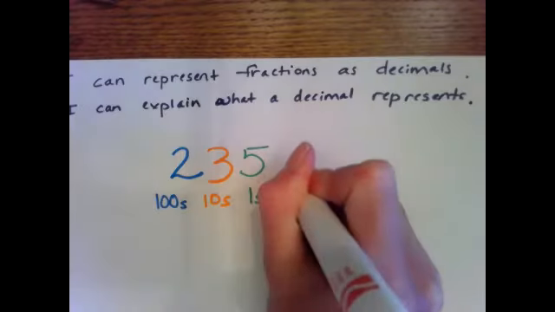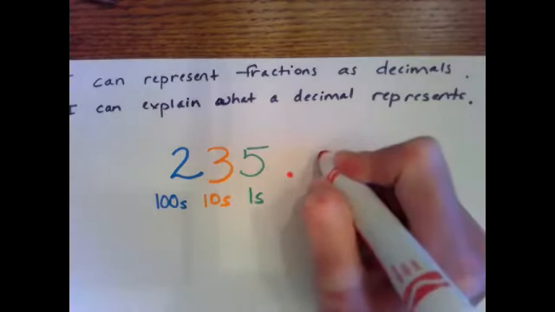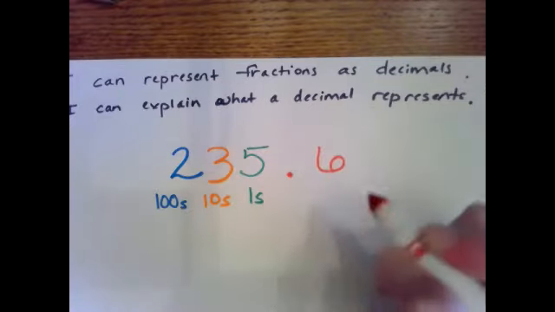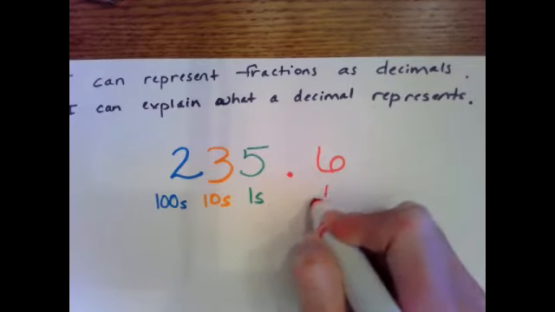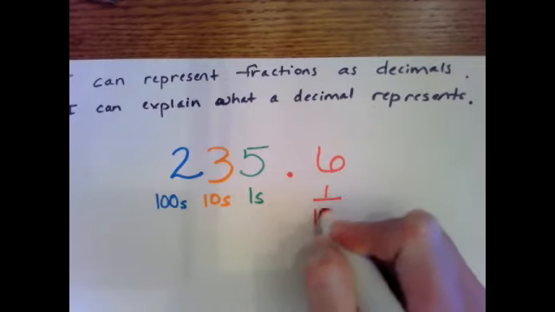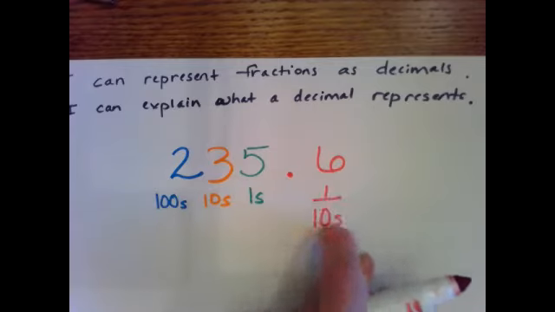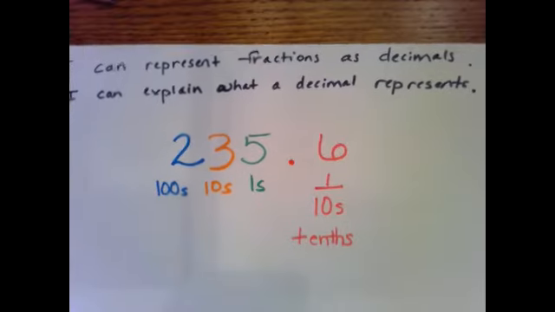And that first place as we move over is something called the tenths. How we would write that is like this: 1/10. Okay, that 6 is in the tenths place, our first decimal place in our system.